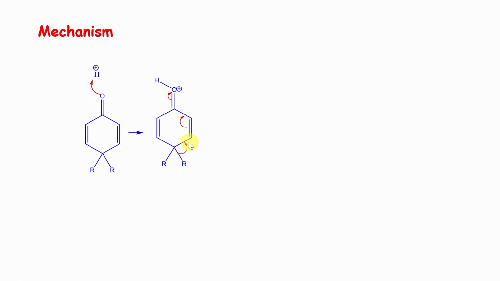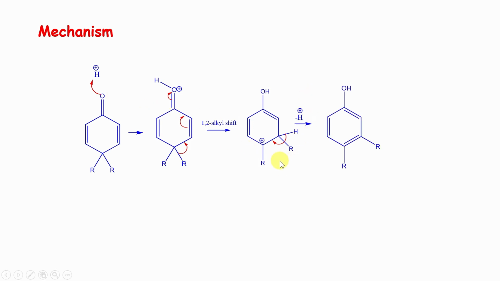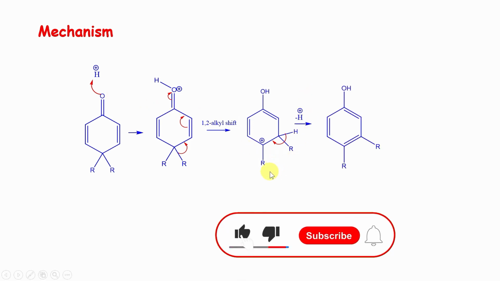The mechanism of the reaction can be represented like this. First of all, this dienone reacts with acid. Oxygen captures a proton from the acid, forming protonated dienone. Then a 1,2 alkyl shift: this alkyl group shifts to the second position through the shifting of electrons towards oxygen. Thereby, we get this carbocation. It is a more stable tertiary carbocation. Finally, a proton is eliminated to form the phenol. Okay, it is the mechanism of dienone-phenol rearrangement.